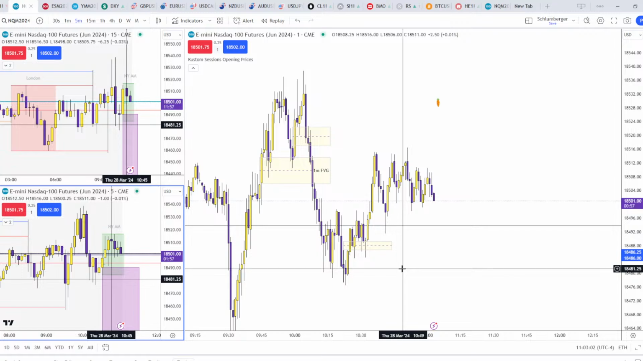Now, this is a high resistance environment. See how it's compressing? It just keeps compressing and compressing.